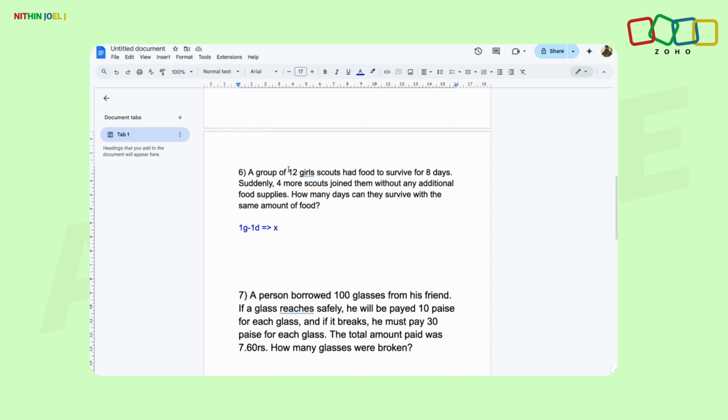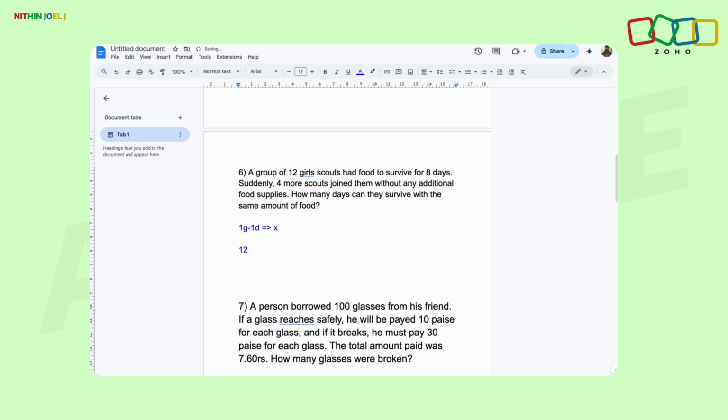So the first statement, they have given 12 girls, right? So 12 girls into the amount of food they had. They didn't mention the food they had, so it is X, into the days which they brought the food is 8. So now this should be divided by 16 into X, because 16 is 12 plus 4, which is 12 girls plus 4 girls.